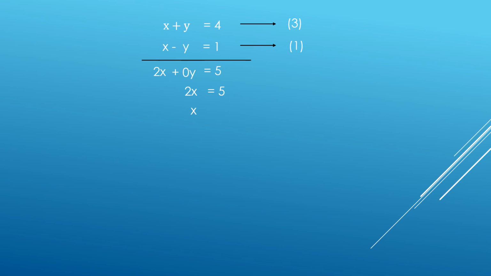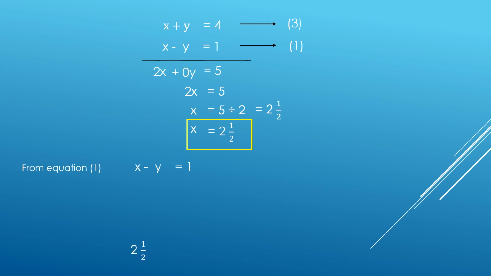What will be x? Correct. It's 5/2. And what is that? 2 1/2, isn't it? So we got the value of x as 2 1/2. So you got x. Now we will find y. Good. Here I am taking equation 1, that is x minus y equal to 1. Next step. 2 1/2 minus y equal to 1. So what will be y?